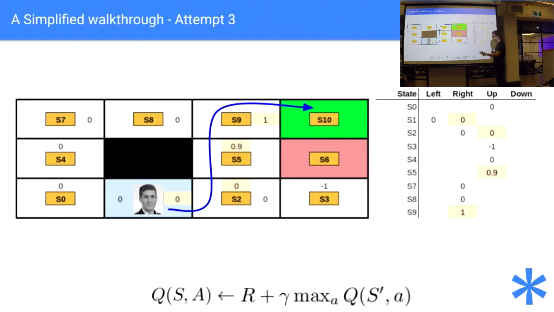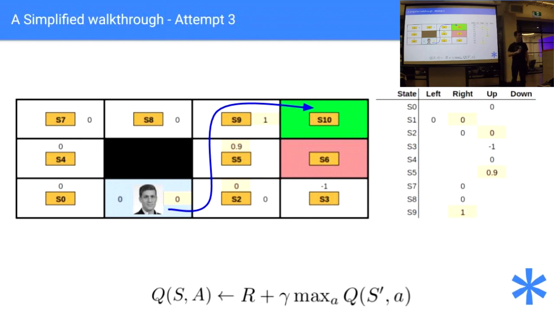Another episode, he walks up that way and ends up in S10. And you notice as he travels from S5 into S9, what's happening here? He receives a reward of 0, because by entering this state, the reward is 0. But this new state that he enters actually has Q values that are non-zero. So by applying this formula with a discount of 0.9, he updates his Q value for S5 and going up to be 0.9. Make sense?